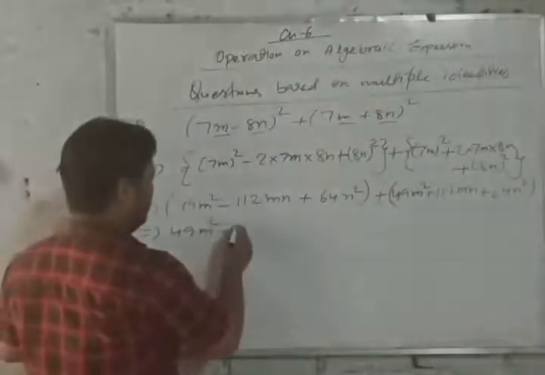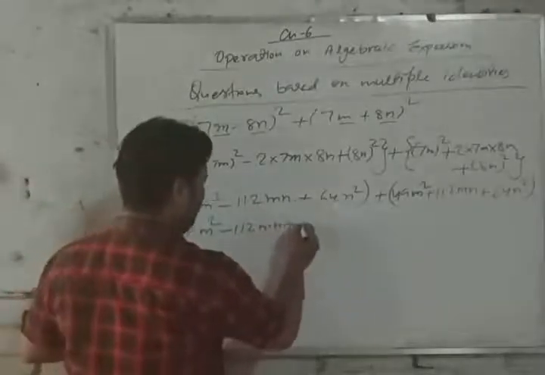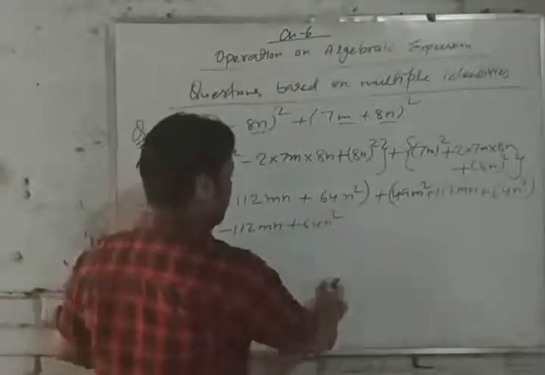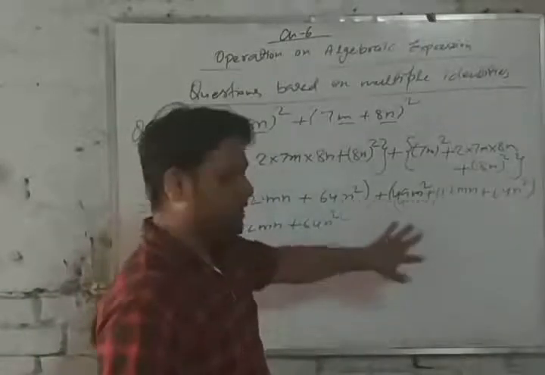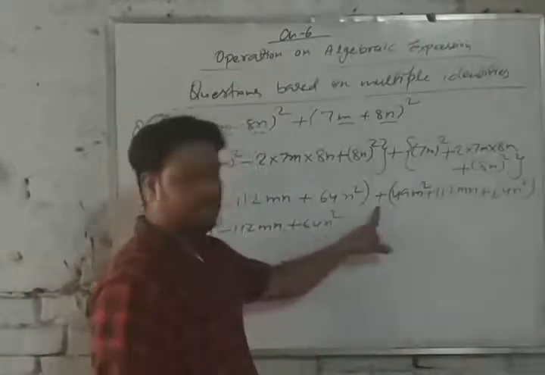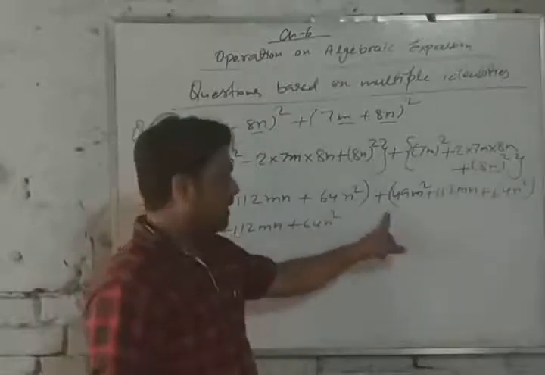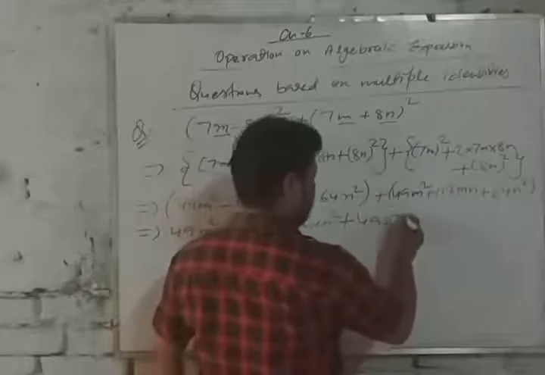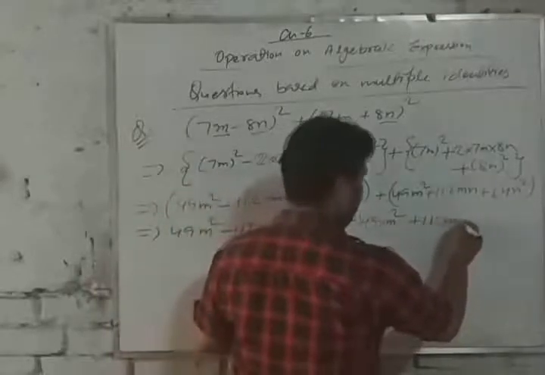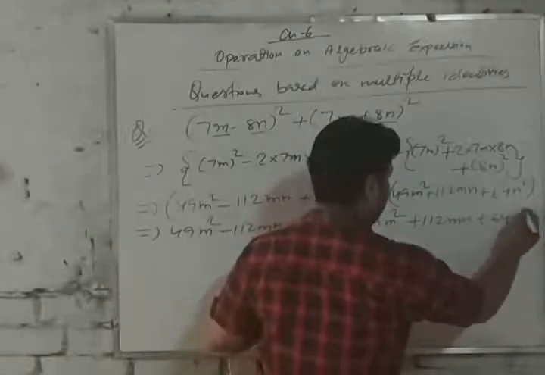49m² minus 112mn plus 64n², and here you can see the plus sign, so we will not change the sign. If there is a minus then we will change. In the previous question there was a minus sign, so we changed it, but here we will not change. Plus sign and the same value we will note down: 49m² plus 112mn plus 64n².